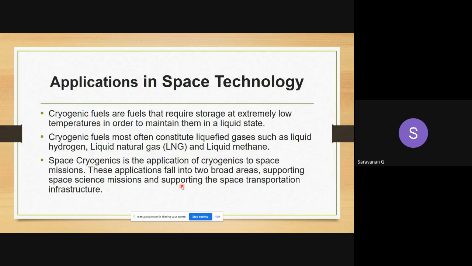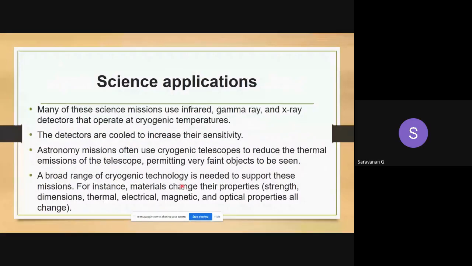Coming to the detectors, we already discussed them. The detectors are mainly used for gamma rays, X-rays, and other rays. There may be some extreme temperature generation or liberation that has to be cooled down. The detectors are cooled down for that purpose using cryogenics, so that the sensitivity of the instrument can be increased.